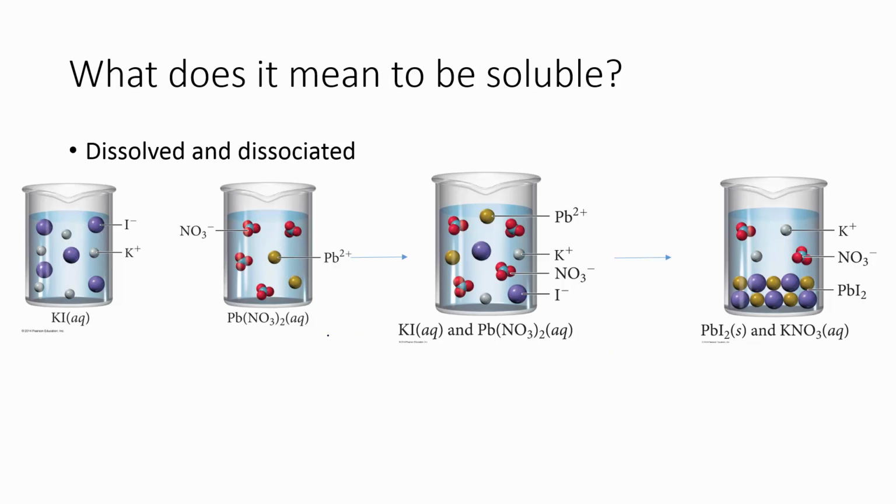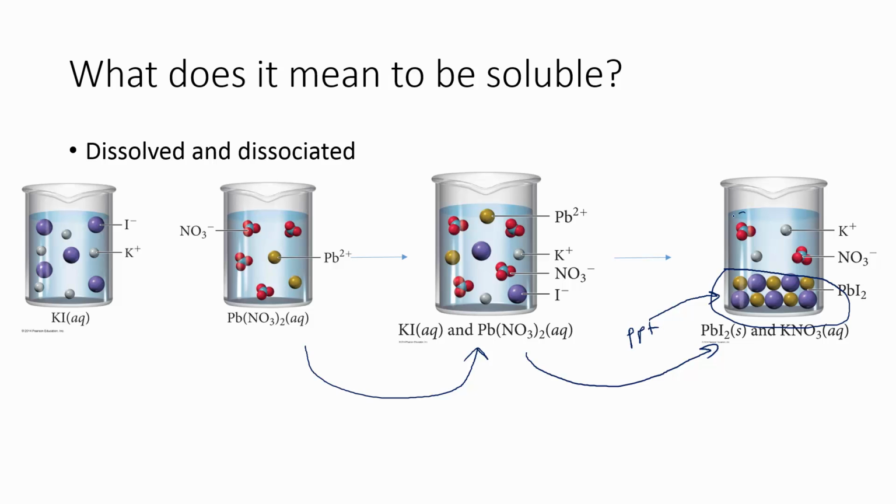So if I mix the two together, right at the moment that the two are mixed, they exist as a whole bunch of ions: lead, potassium, nitrate, and iodide ions. But then very quickly, so fast that when you pour these two together, as we do in our laboratory, you don't even see a lag, you immediately see a solid form, a bright yellow solid, and the potassium and nitrate ions will stay in solution. So this lead iodide solid compound is the precipitate for this reaction.